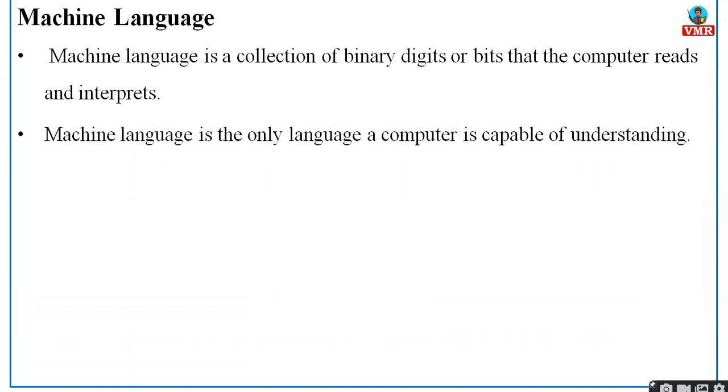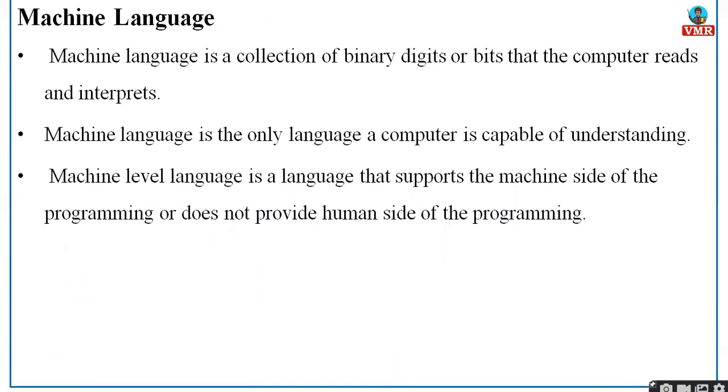So machine language is the only language a computer is capable of understanding, and it is always a combination of zeros and ones. Next comes, machine level language is a language that supports the machine side of the programming and doesn't provide the human side of the programming. Yes, that's what I was telling. Machine level language is only understandable by the machine.